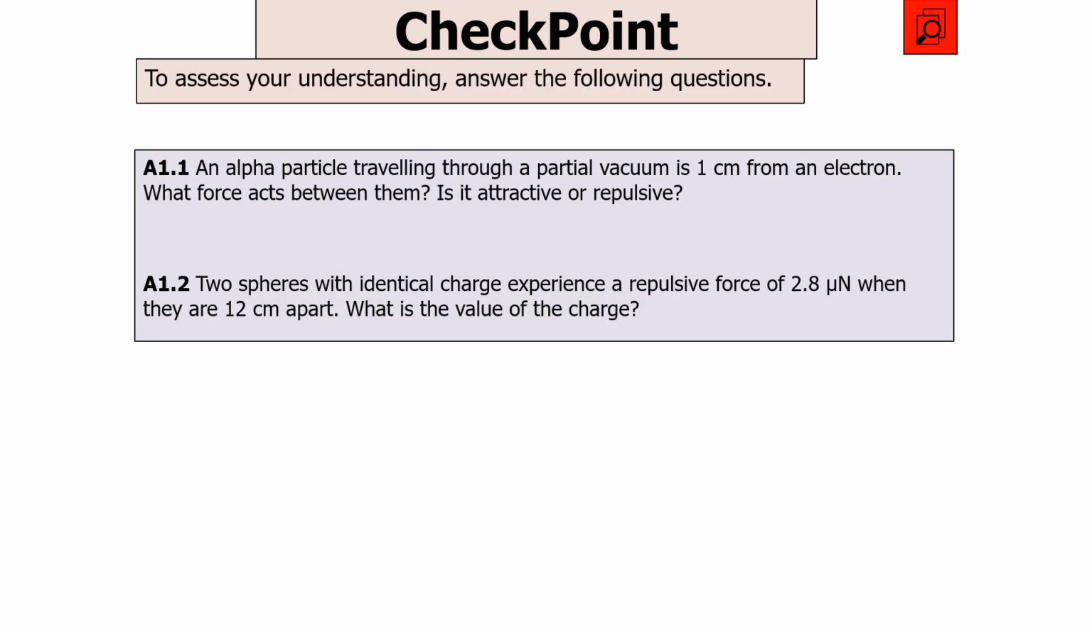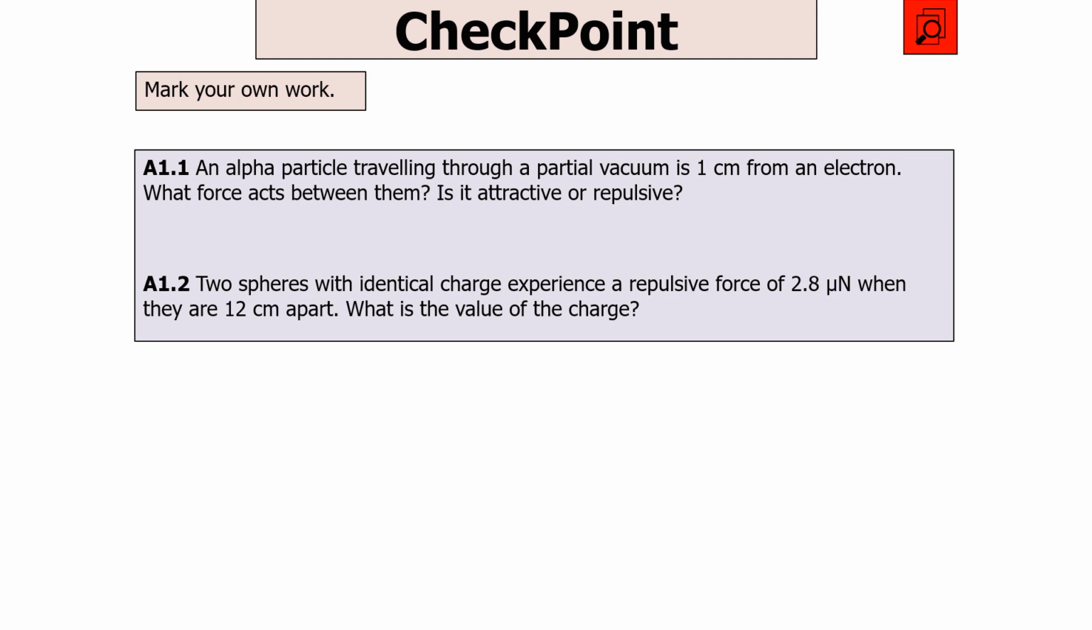The next question says, an alpha particle travelling through a partial vacuum is 1 centimeter from an electron. What force acts between them? Is it attractive or repulsive? Then two spheres with identical charges experience a repulsive force of 2.8 micronewtons when they are 12 centimeters apart. What is the value of this charge? So pause the video now, then unpause the video when you want to go through your answer.